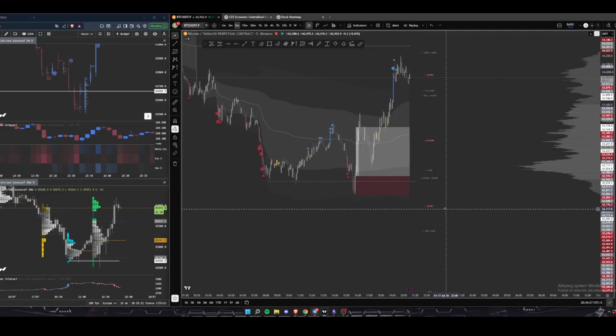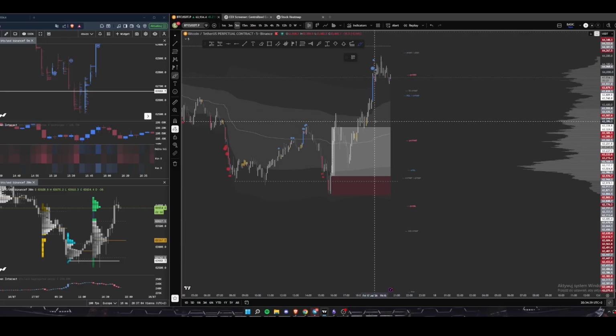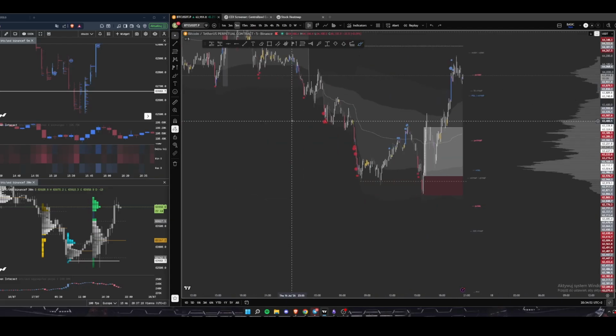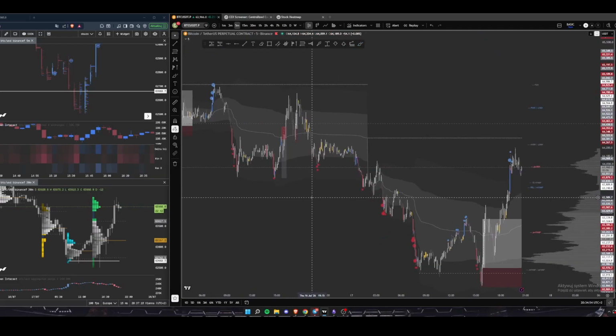So what I want to see at the level is high volume, high delta, and some strong price action. Like, I don't want to see candles like this. I want to see rather candles like this. Okay, like this, but with volume. Yeah, I need the volume to enter the trade.